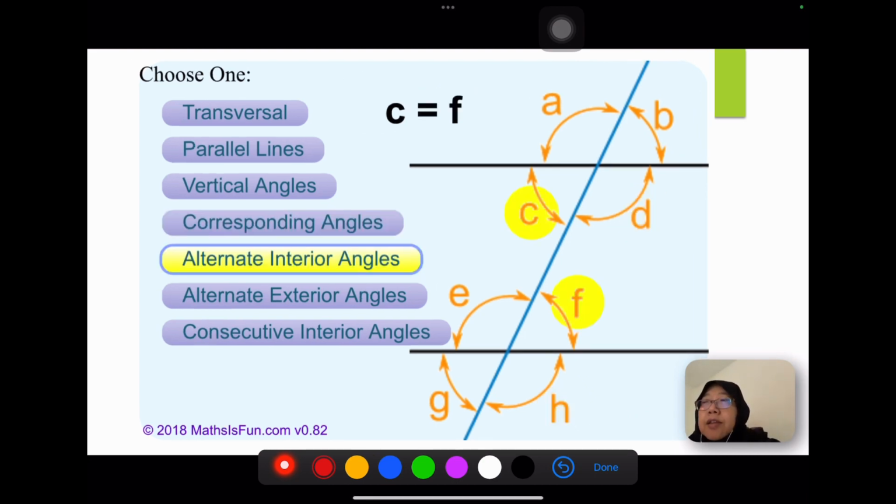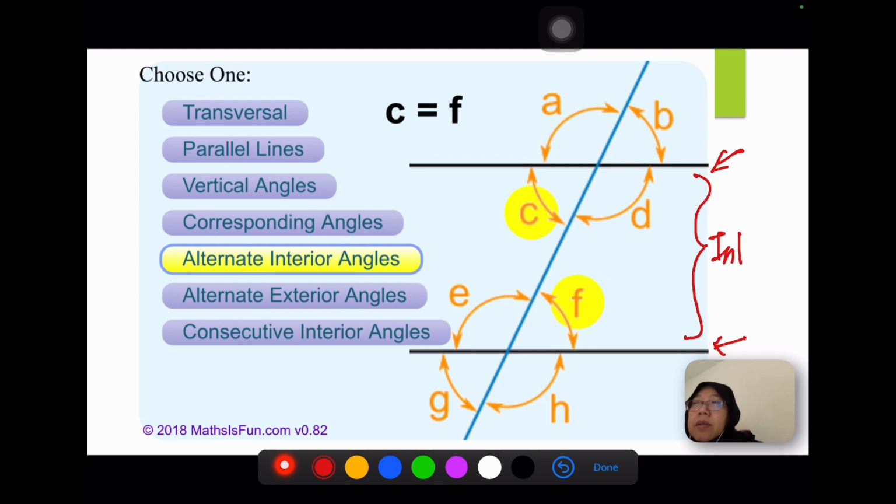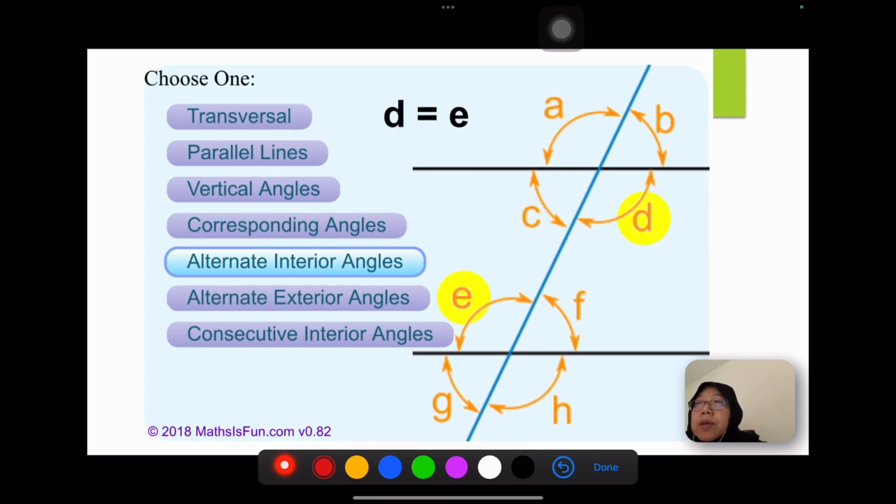Okay, alternate interior angles. Interior, because this is one line, this is a second line, so the interior will be here. So this is the interior. Alternate means they are on different sides. So C and F, they are on different sides. So let's find another one. D and E. So this is another pair of alternate interior angles.